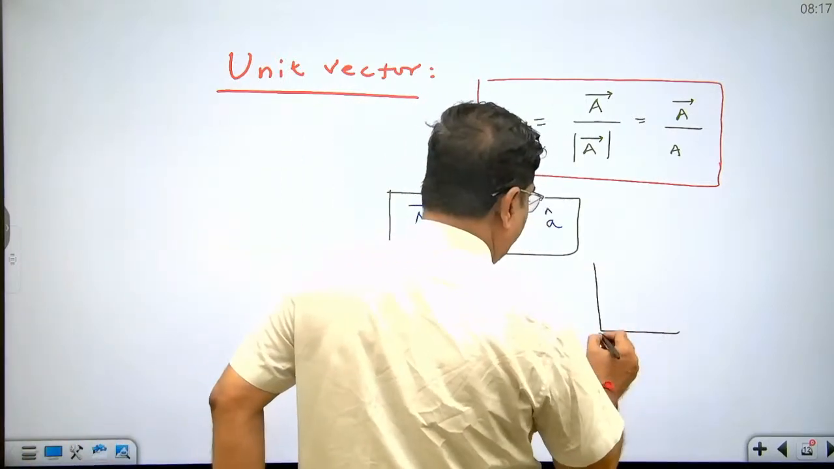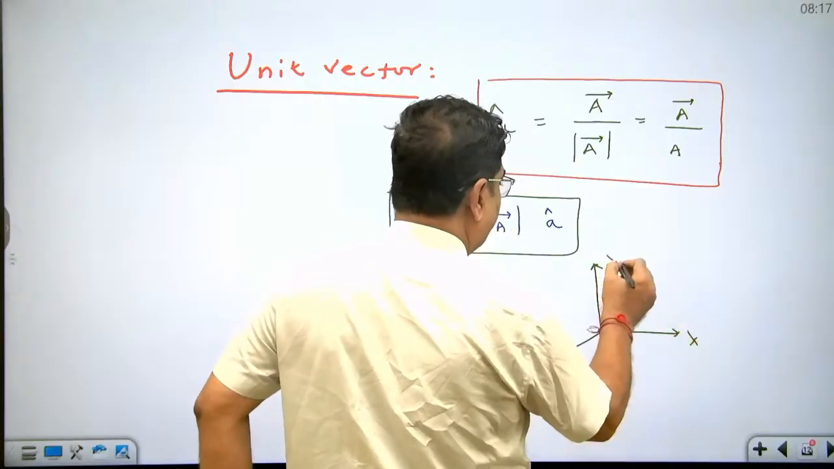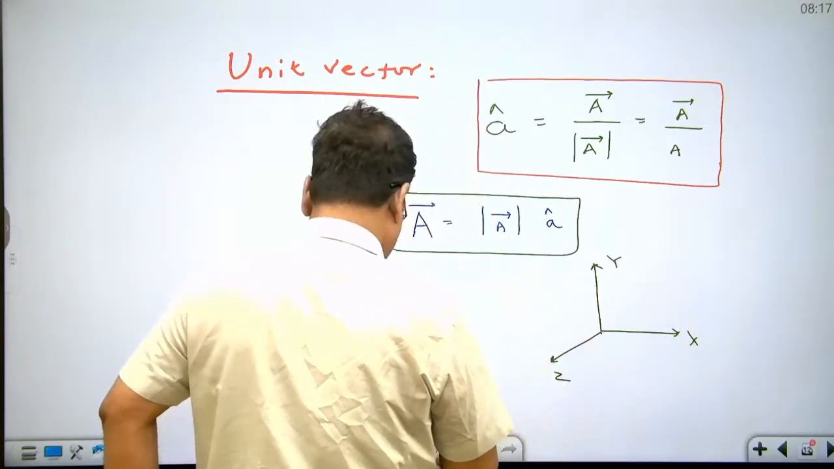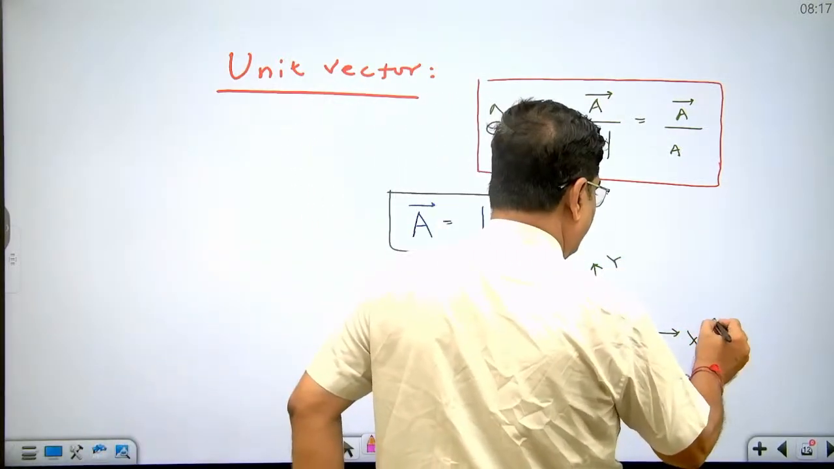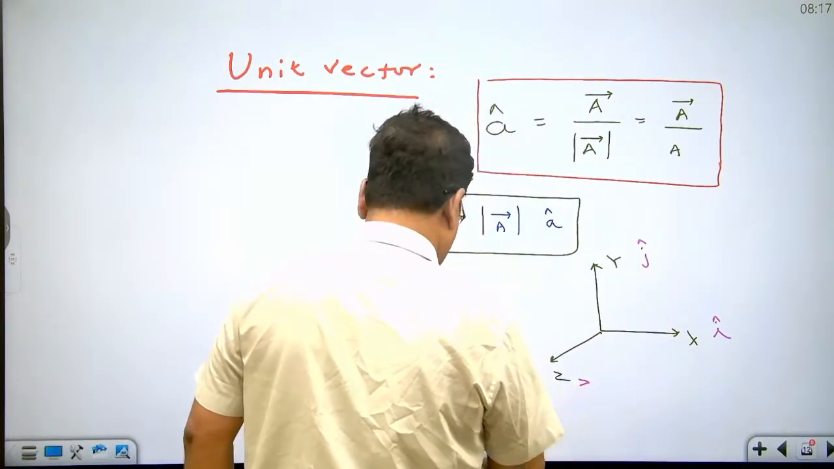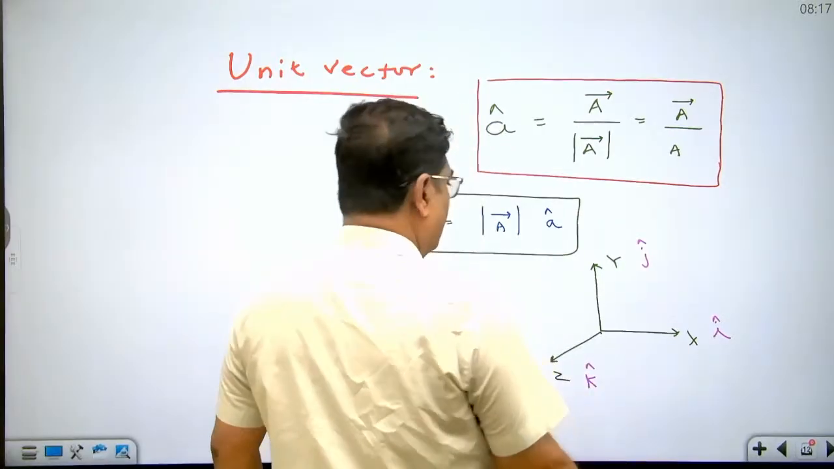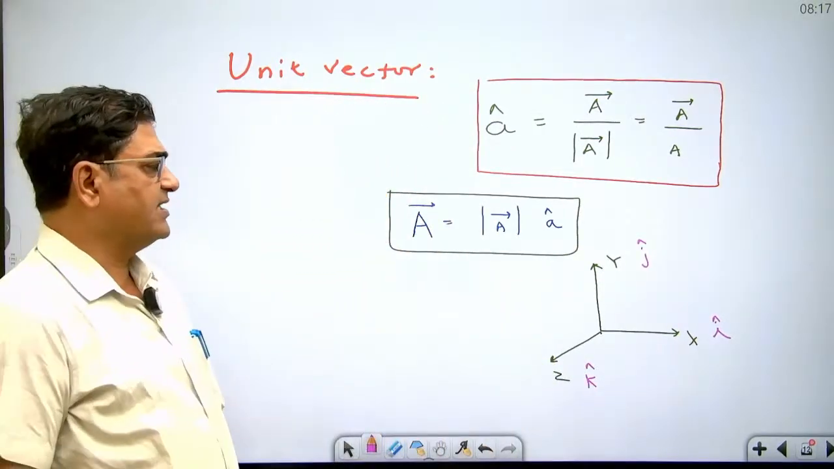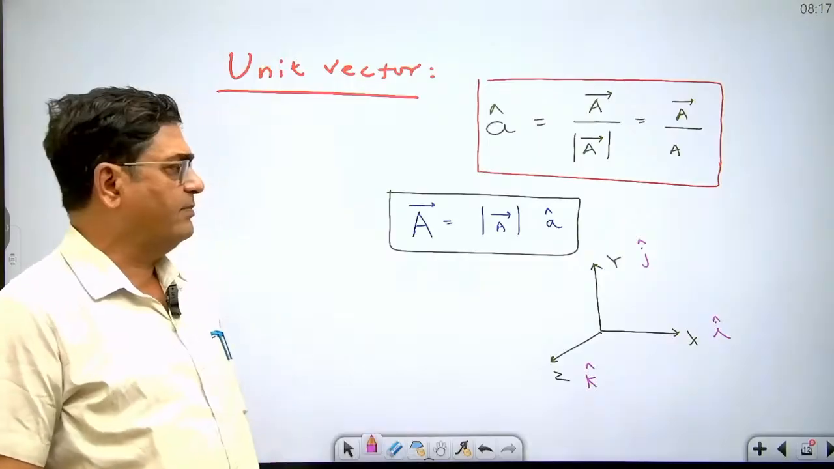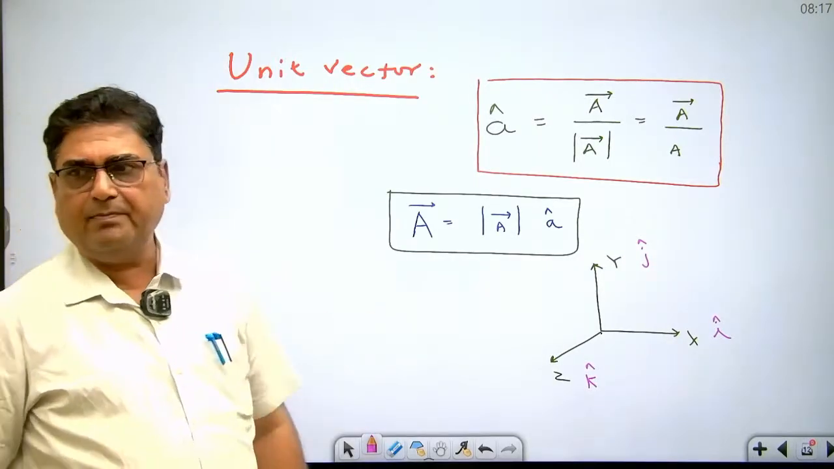In practical purposes, we have considered i cap, j cap, and k cap as unit vectors along the x, y, and z directions respectively. So dear student, the unit vector in the minus x direction will be minus i cap, the unit vector in the minus y direction will be minus j cap, and the unit vector in the minus z direction will be minus k cap.